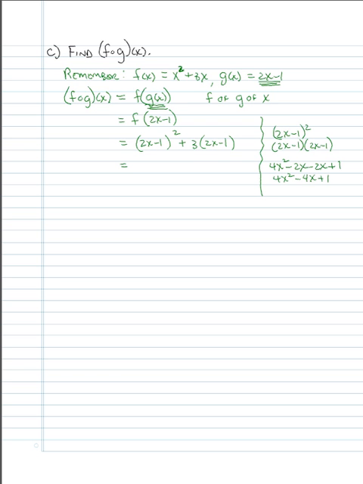So in this first position, we have 4x squared minus 4x plus 1. And then we've got plus 3 times 2x minus 1. Well, 3 times 2x is plus 6x, and 3 times negative 1 is minus 3. And so now we'll simplify this, and you see that we'll have what? A 4x squared, and a minus 4x and a plus 6x is a plus 2x, and a 1 minus 3 is a negative 2. So this is the rule for f compose g.